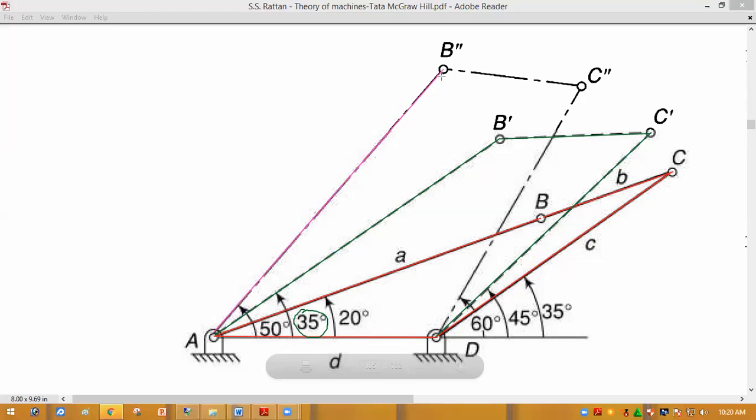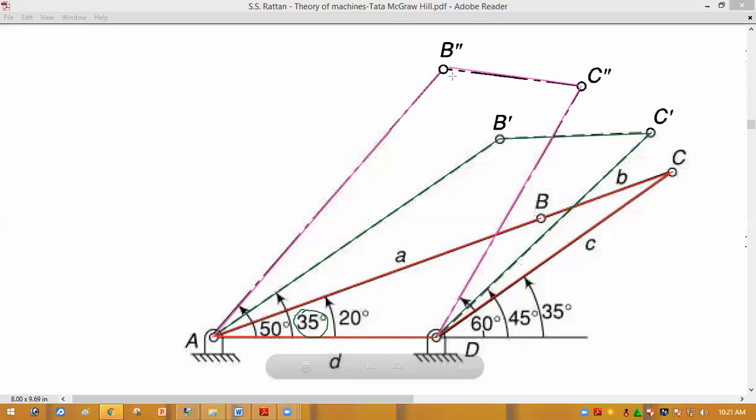So I'm constructing the input link. So this is the input link. Then from D, at point D, make an angle of 60 degrees, because the output link angle is 60 degrees. Draw an output link, that is DC, of length C. Then close B and C. This is the coupler or connecting rod.